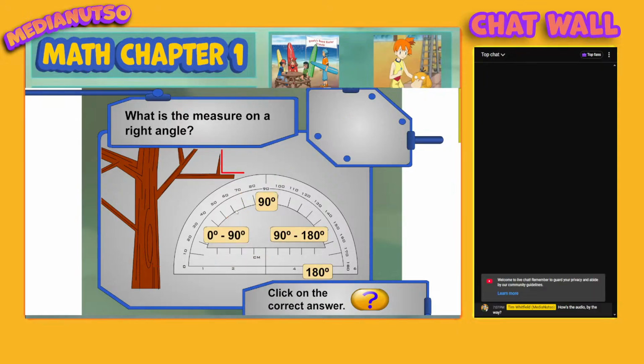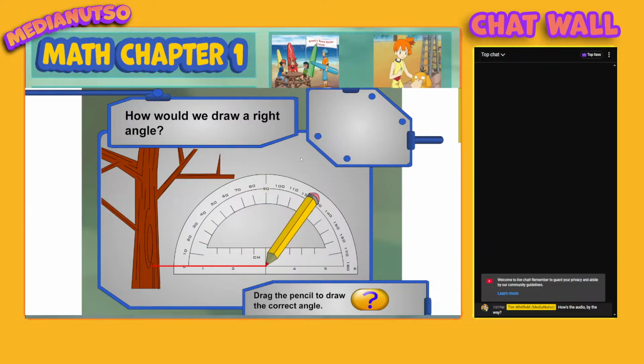Let's look at another branch. I think this one may be a right angle. What is the measure for a right angle? Right. A right angle measures 90 degrees. Hey, could you draw a right angle? Right. A right angle measures 90 degrees.